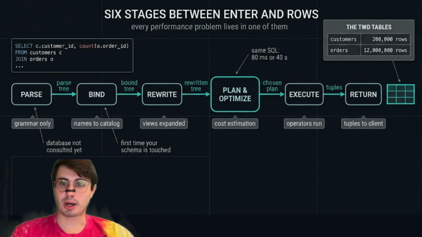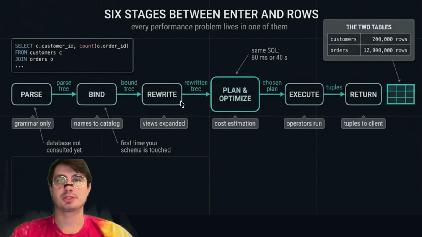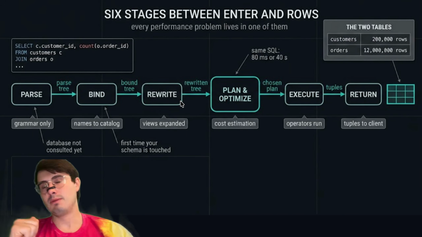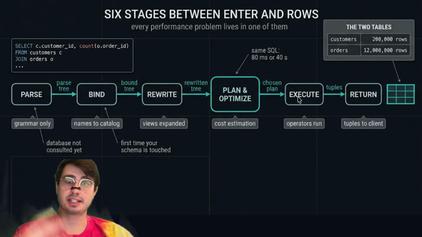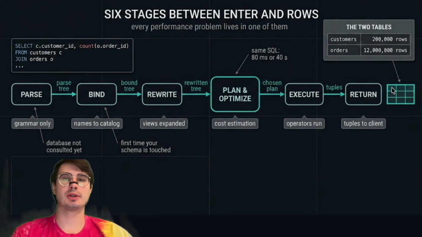So stage one, parse, is turning that text into a tree, right? Checking the grammar and nothing else. Stage two is binding, which is resolving every name in that tree against the system catalog. So customers stops being a string and becomes an actual table. Then stage three, rewrite: expanding views, flattening some subqueries, inlining CTEs. Stage four, plan and optimize: generate the possible ways to run the query and then pick one. Then stage five, execute: run the plan. And then stage six, return: handing the rows back to you.